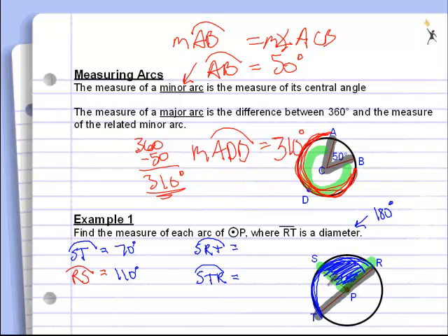Now let's get to the major arcs. We could figure out what RT is, because RT is a diameter. And if you have a diameter, the arc formed by that diameter is something called a semicircle.